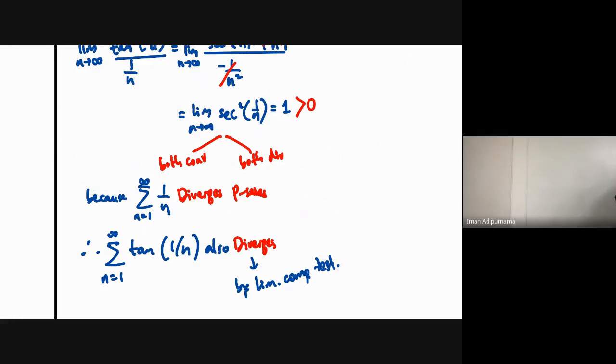Okay, that's it for the review, and we can move on to 11.8. Any questions? Okay. So supposedly, if you have sine of 1 over n, you can do the same thing. And I think sine will be much easier, because you can also change the variables to make it similar to the limit identity of sine.